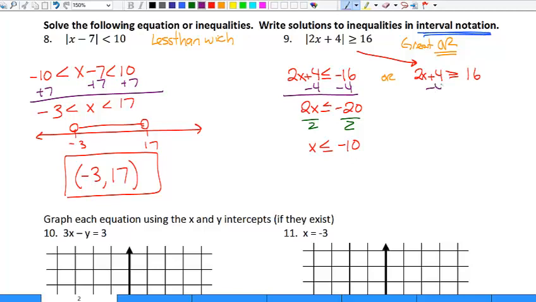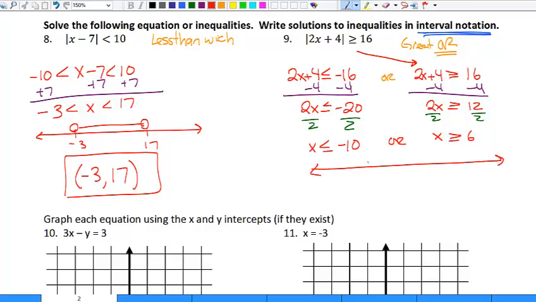On the next problem, I subtract 4 on each side, and that gets me 2x is greater than or equal to 12. So x is greater than or equal to 6, and this is still or. This is the solution in inequality notation, but that's not what I asked for. I asked for it in interval notation.